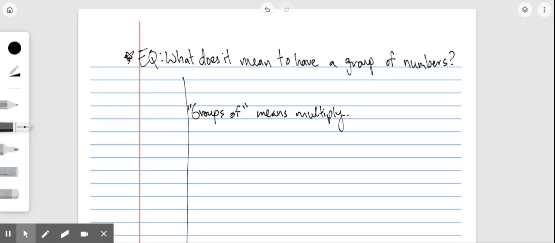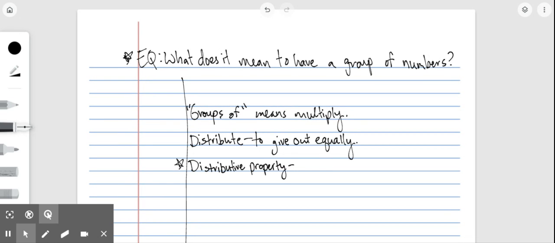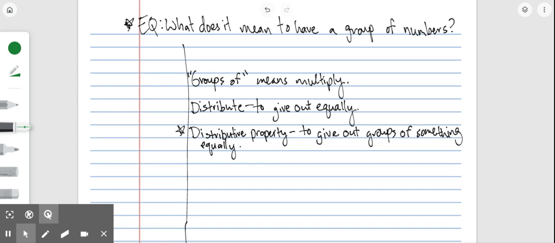So let's talk about what it means to distribute something. If I'm at like a birthday party or something, and I'm the person who's distributing cake, then I'm the person who makes sure that everybody gets a piece of cake. So to distribute means to give out equally. So then distributive property is to give out groups of something equally.